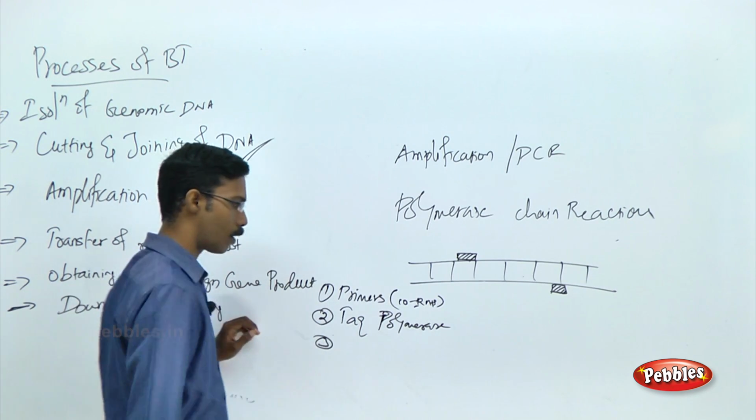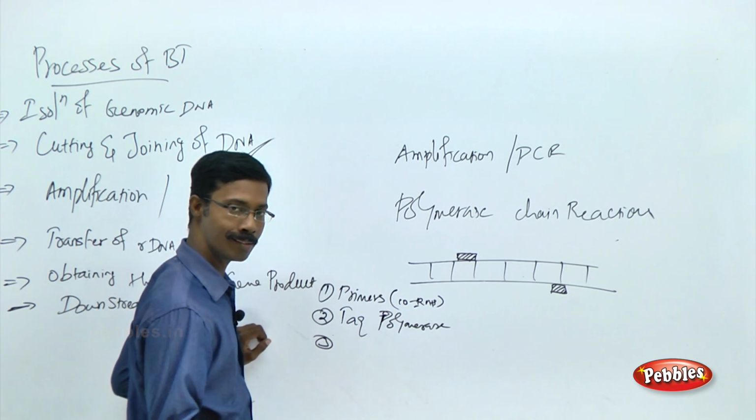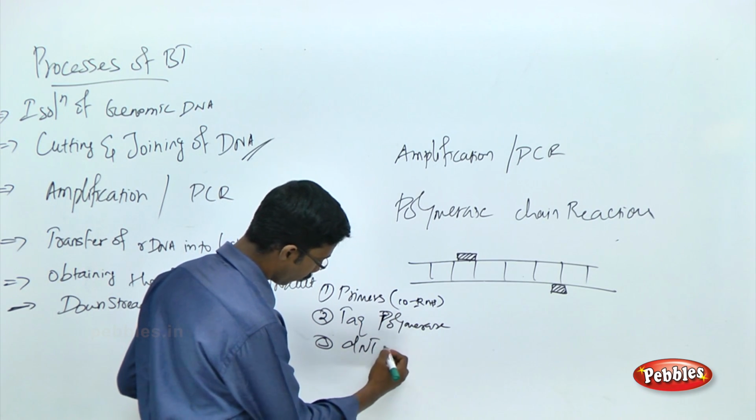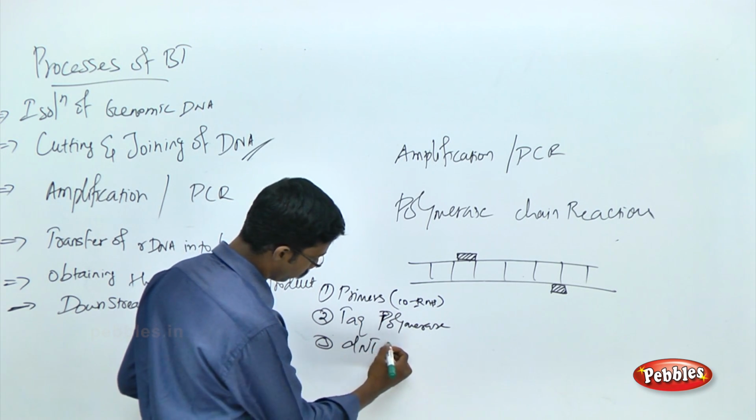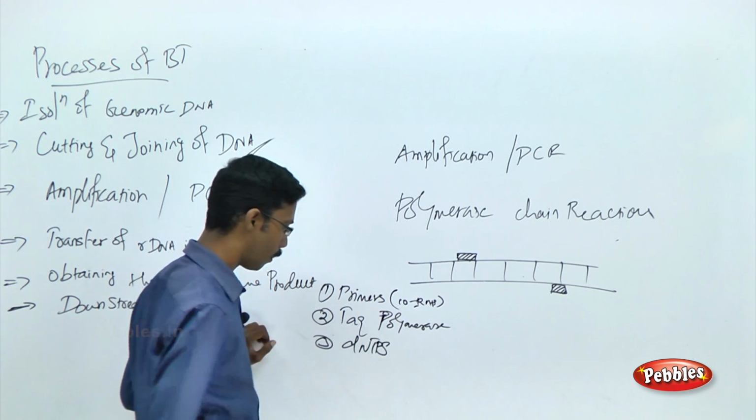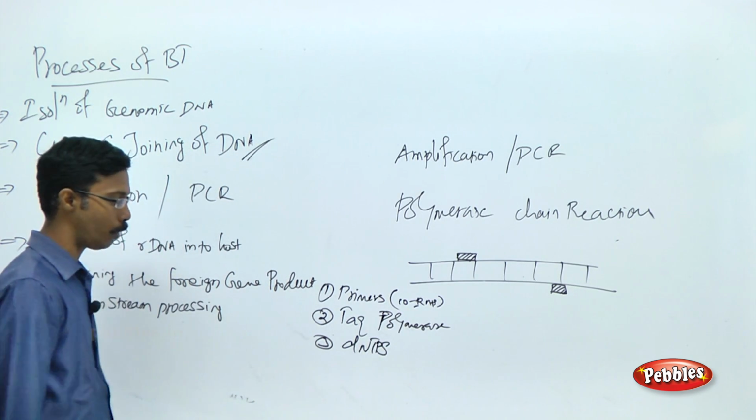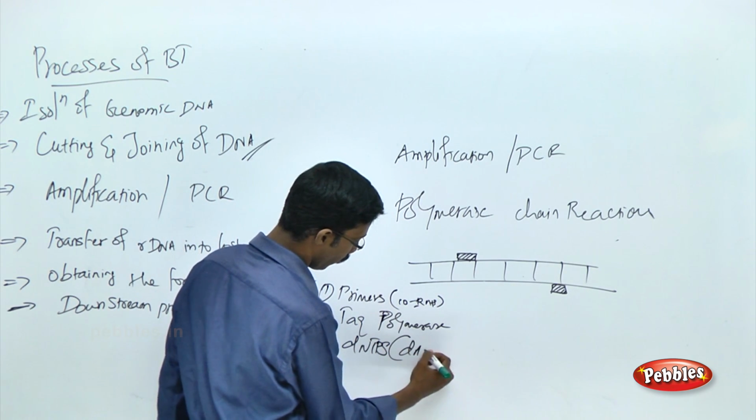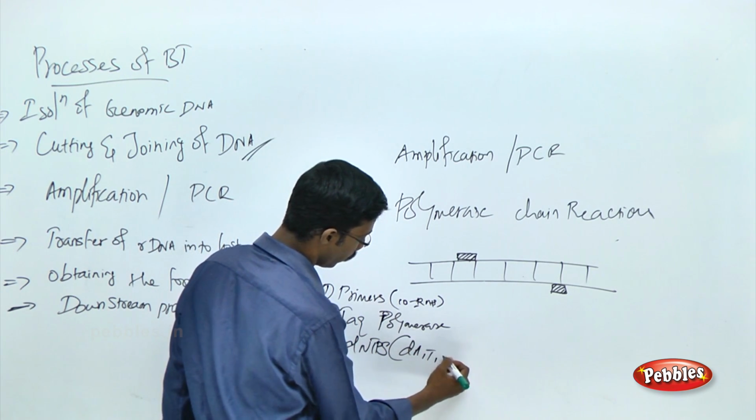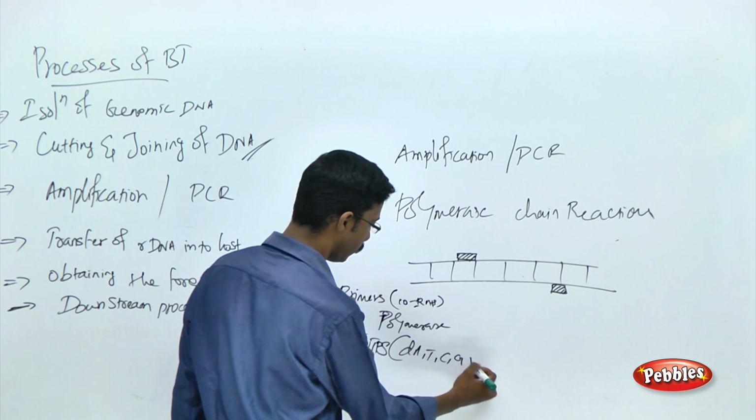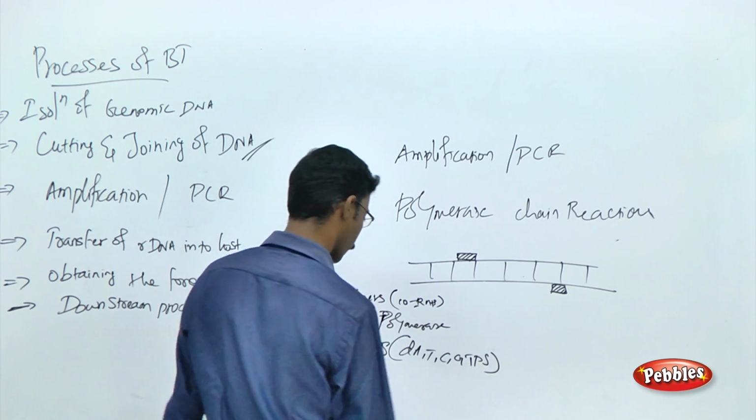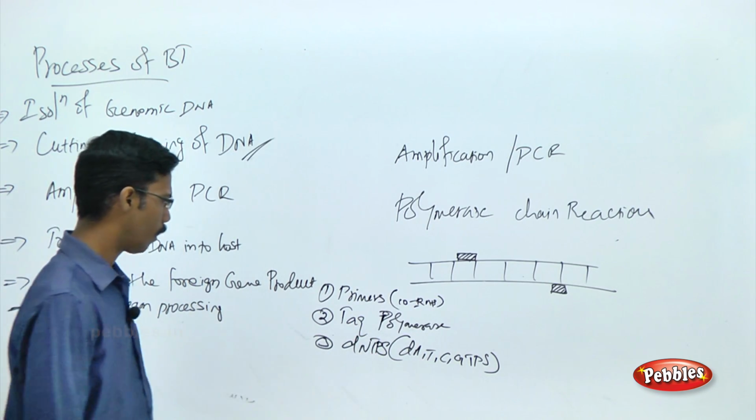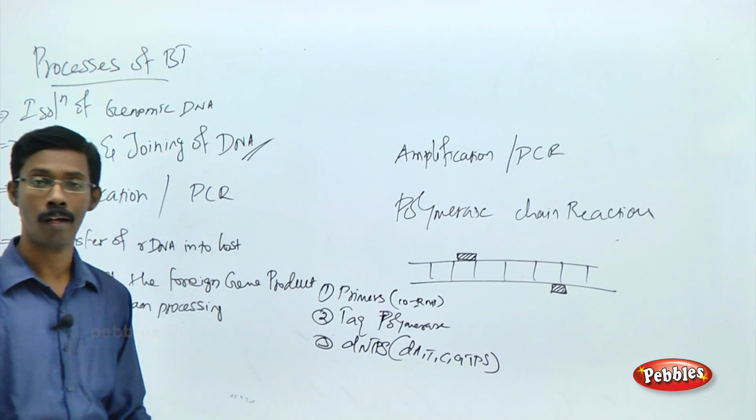And for the polymerization reaction, you need the substrate or individual monomers, that is called deoxynucleotides. Okay, dNTPs, all the deoxynucleotides: dATPs, dTTPs, dCTPs and dGTPs. These are called deoxyribonucleotides. Fine. And these are all the major requirements for any PCR.